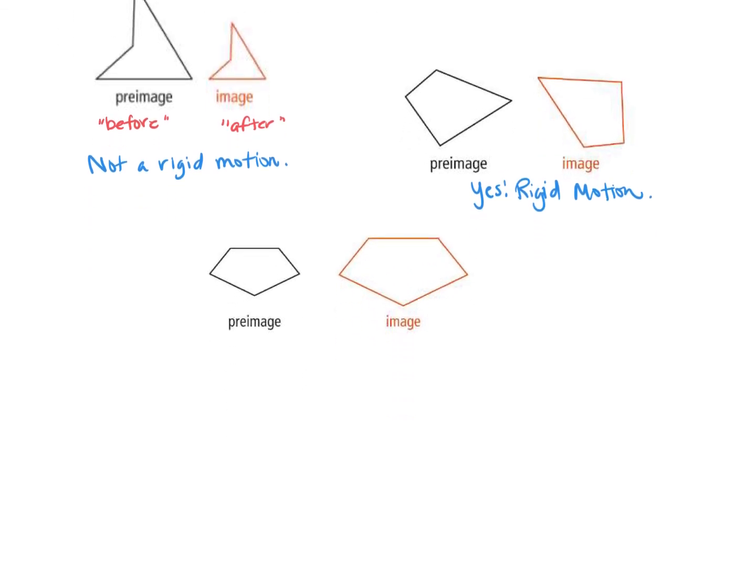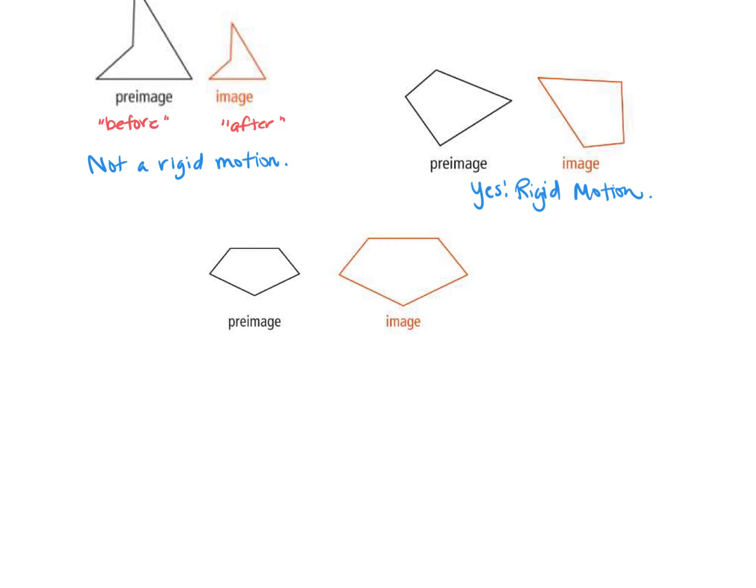All right, so our last transformation, here's our before pre-image, here's our after image. Clearly they are not the same size. When they are not the same size at all, that means that the length was not preserved. I can see that this side matches up with this side, and in the pre-image it was smaller, it got bigger in the image.